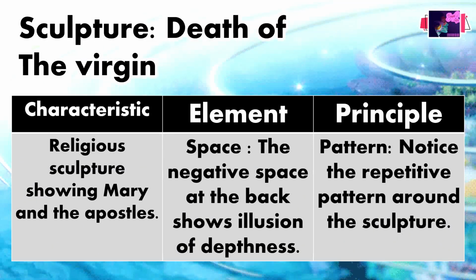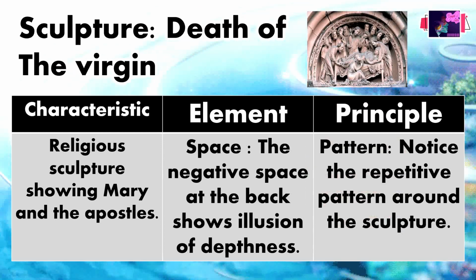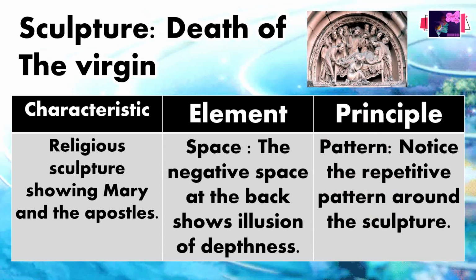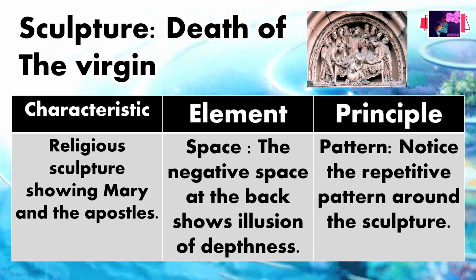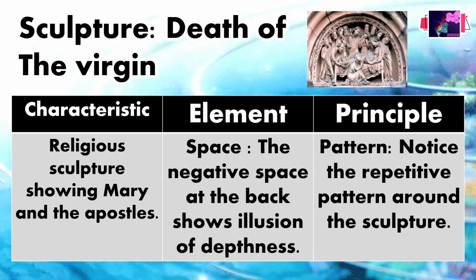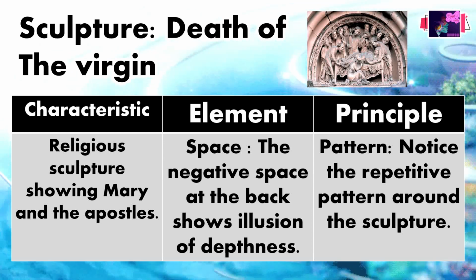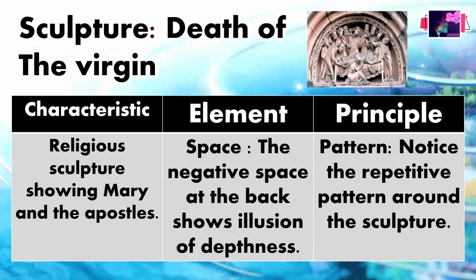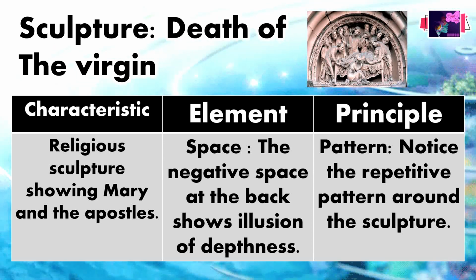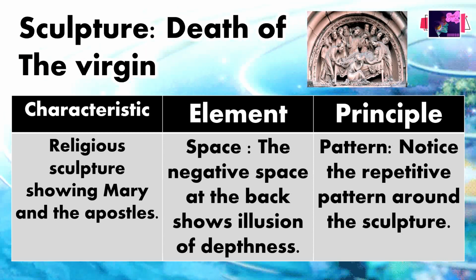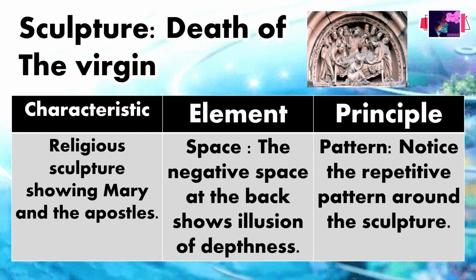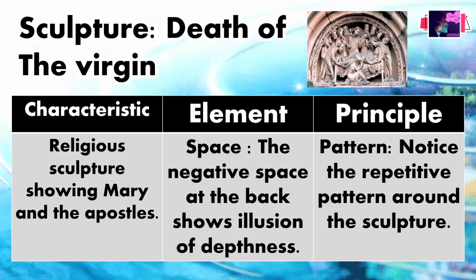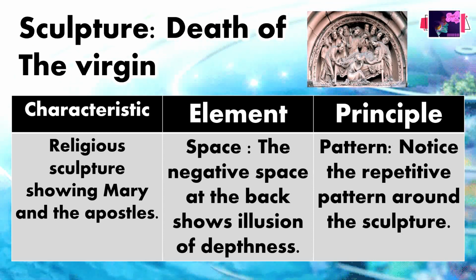And here is the summary of our Death of the Virgin sculpture. Characteristic, a religious sculpture showing Mary and the apostles. For the element, we have space. The negative space at the back shows illusion of depth. And for the principle, we have the pattern. If you notice, the repetitive pattern around the sculpture is more on floral with vines. So that is the Death of the Virgin.